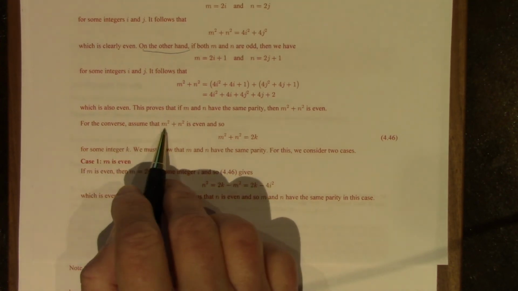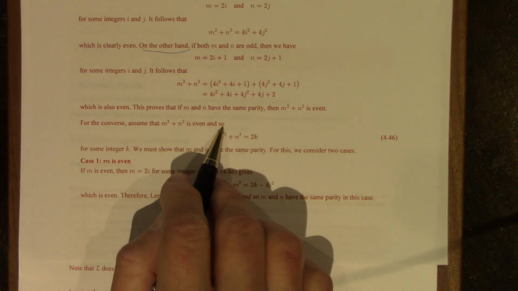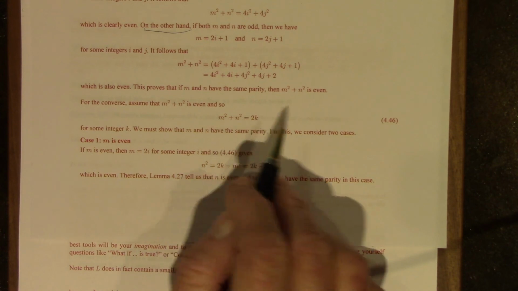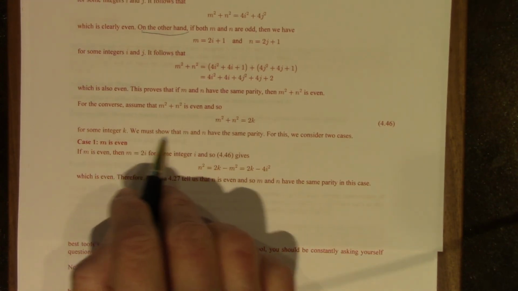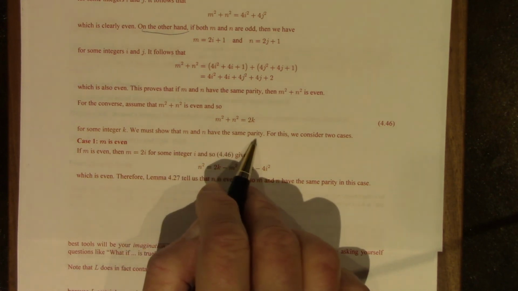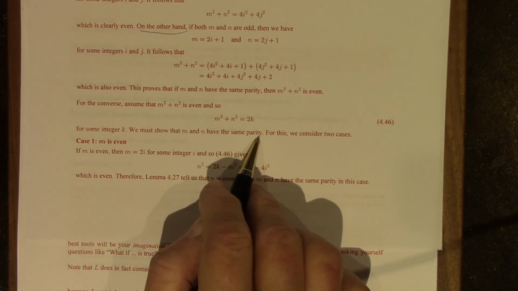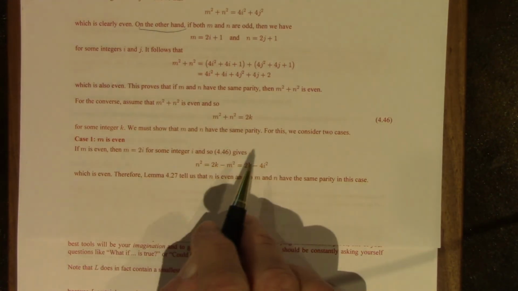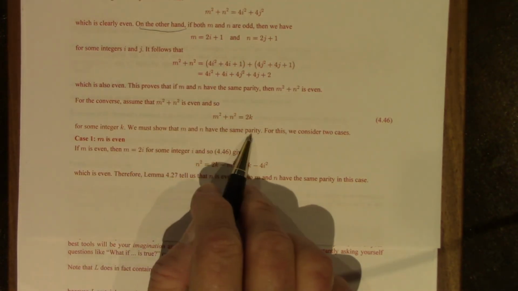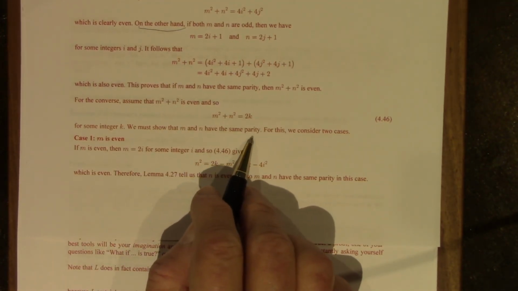So we assume that m squared plus n squared is even, so it looks like this. And here is a statement that's also important: we must show that m and n have the same parity. We're saying what it is we need to do. This isn't a really long proof, but we have gotten a little bit away from the statement, so it's a good idea to remind the reader what we have to do.